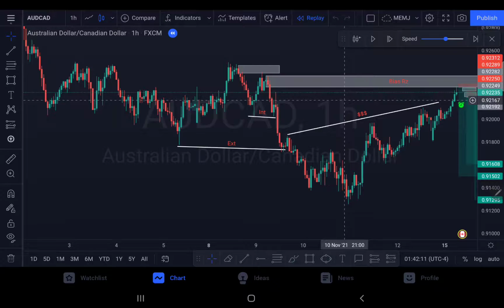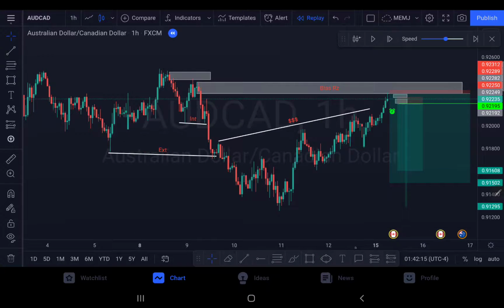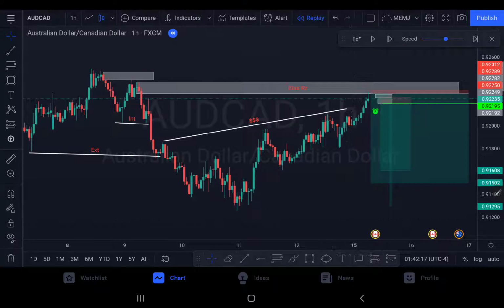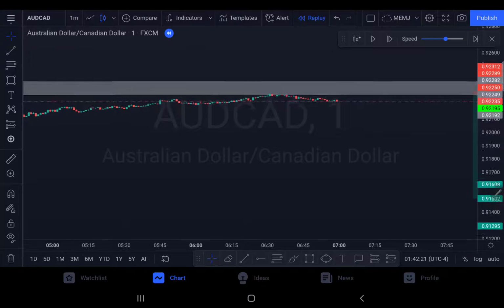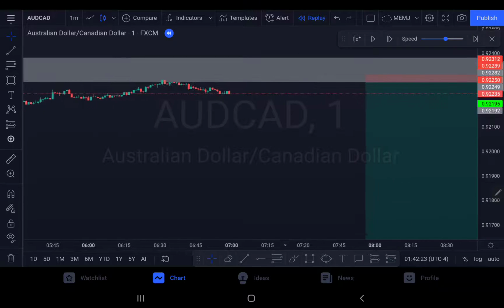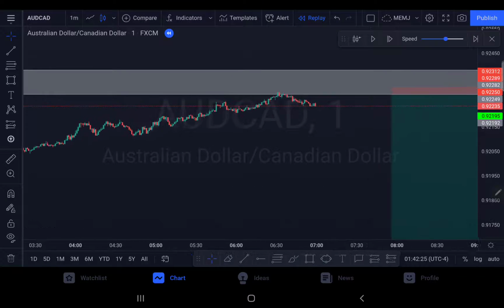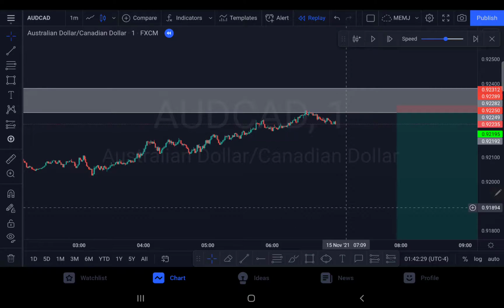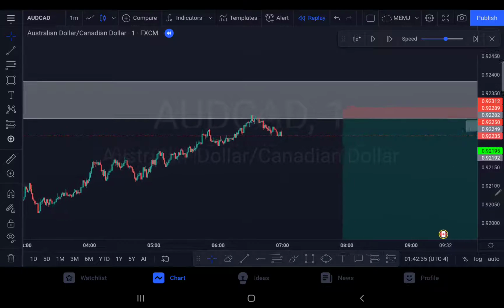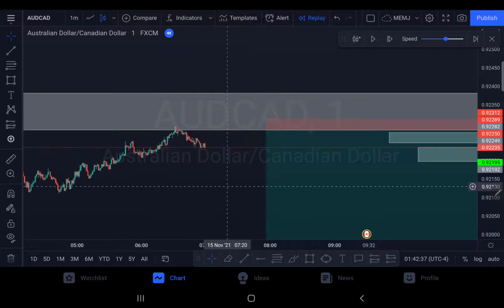So normally when I'm on my 1 hour time frame, I will jump to the lowest time frame that I have, which is the 1 minute, and then I will look for my pattern. My pattern basically is taking out liquidity, then a break of market structure, and then my entry will be the order block that is responsible for the break of market structure. So let's play it out and see how this works.